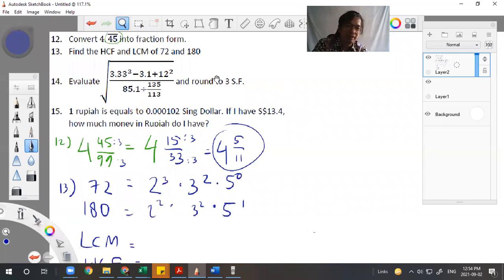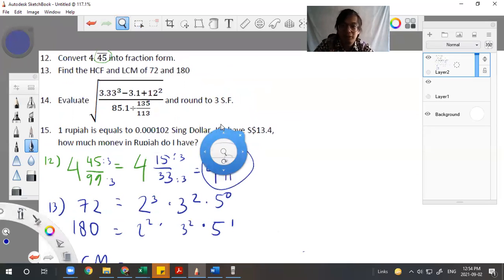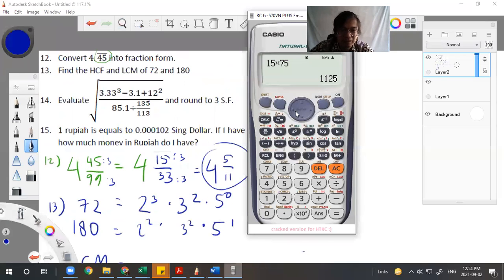Now, number 14. Evaluate this to 3 significant figures. Okay, you may use your calculator. Again, we don't have time to do it manually. It's wasting time. Square root and put the fraction here. So look at all the logic first. Okay, 3.33 power 2 power 3. Right? Press right, don't forget, minus 3.1 and then plus 12 power 2. Right? Bottom part will be 85.1. You learn to use the calculator here. Divide by another fraction. Put the fraction again. See, 135 over 113. Answer.